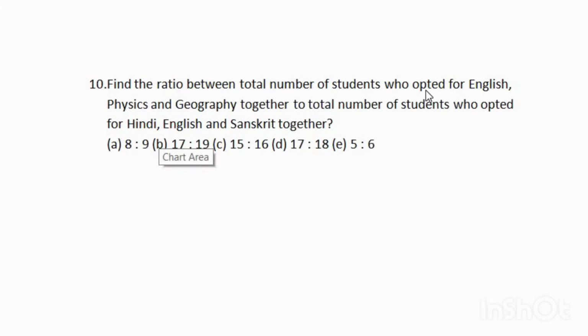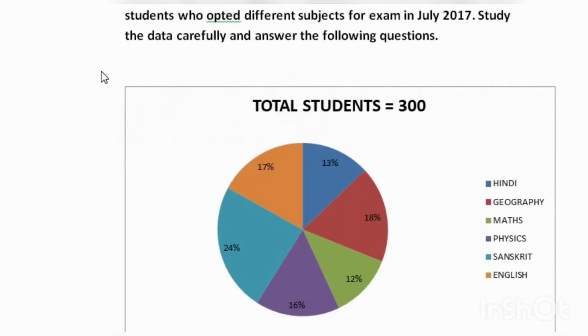Find the ratio between the total number of students who opted for English, Physics and Geography together to the total number of students who opted for Hindi, English and Sanskrit together. Here we are finding the ratio, right? So first we have to find out the students who opted for English, Physics and Geography together. So from the graph, English is how much percent? It is 17%. So 17% of 300 plus then English, right? It is not physics. Physics it is 16%, English 17%, physics 16% and geography it is 18%.